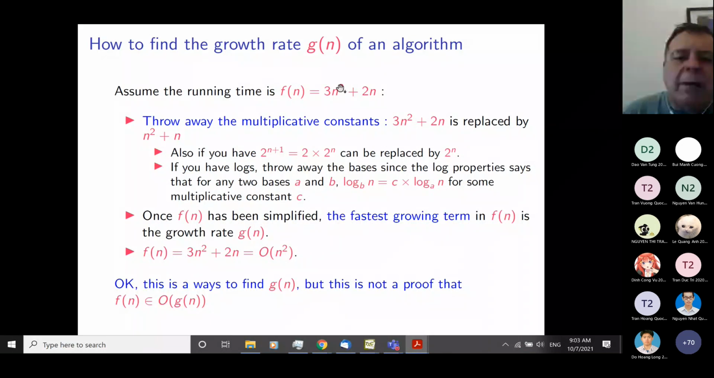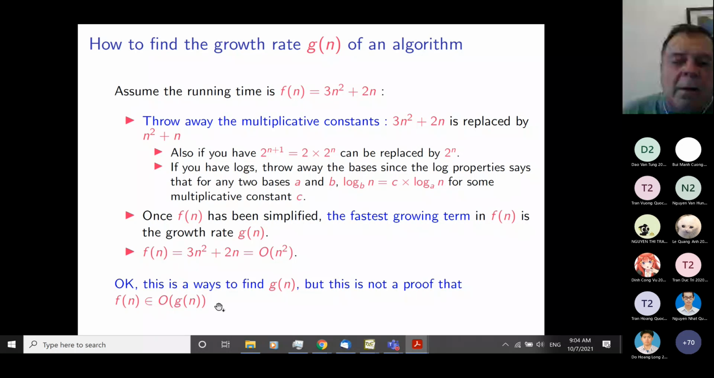So once the running time of an algorithm has been simplified, we take the fastest growing term, and this becomes our Gn. So for finding the Gn of this running time, we again eliminate the constant, we eliminate the smaller term, and we get this thing here. So this is how to find the dominant term.